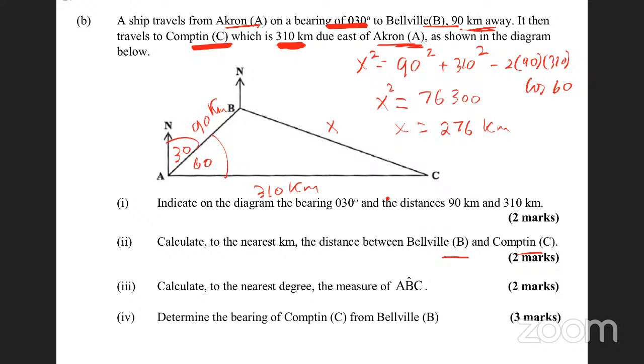Next, the angle ABC. Where is the angle ABC? Up by B. What's the rule you're using now? Sine rule. Try it quick.